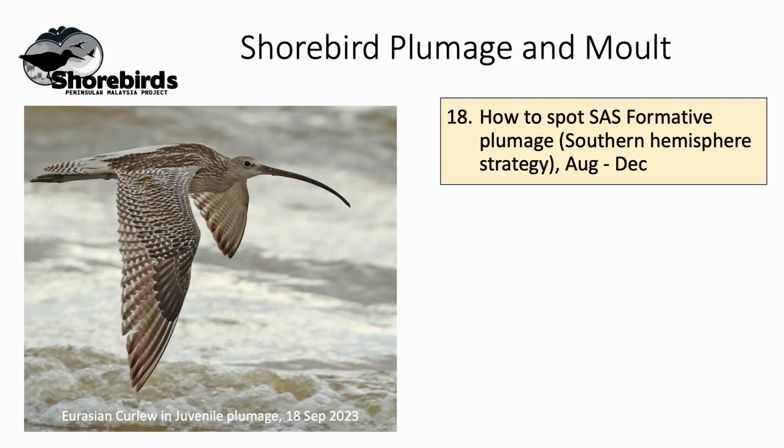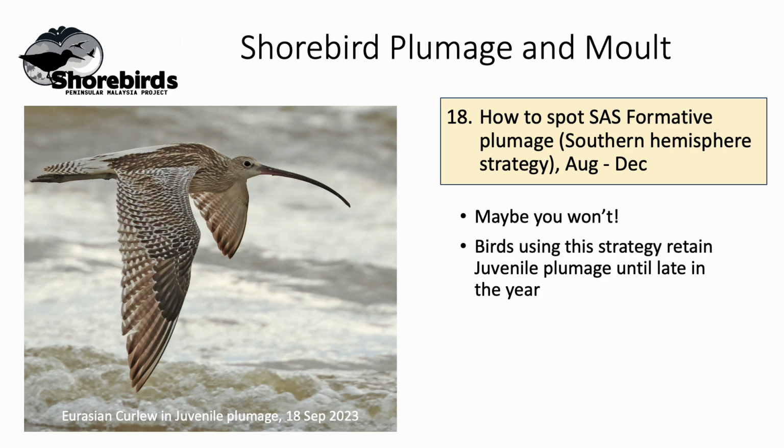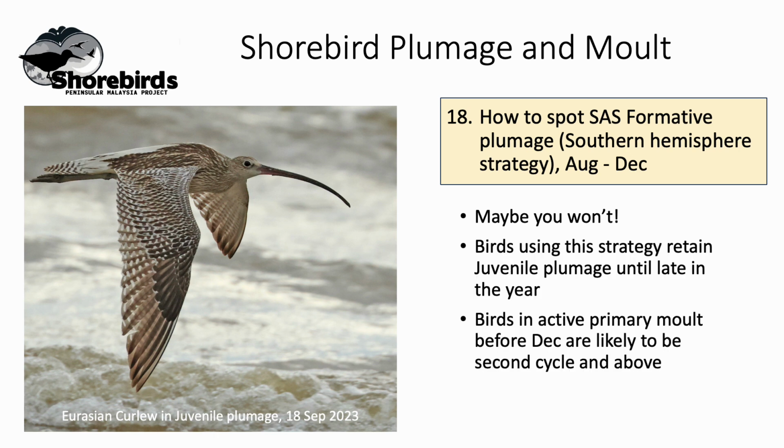So how can we spot a simple alternate strategy for formative plumage on birds that pursue a southern hemisphere strategy? Between August and December, again, it's unlikely that we'll see it because they are late molting. This bird is still in full juvenile plumage, even though it was the middle of September. Birds using a simple alternate strategy tend to be late beginning their preformative molt. So if we do see birds in active primary molt before December, they are probably second cycle and above rather than in preformative molt.